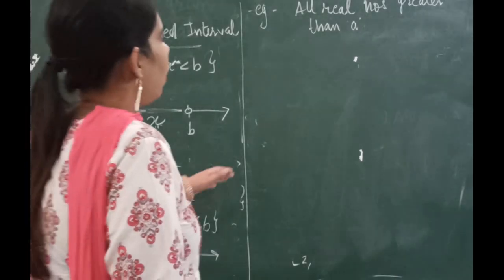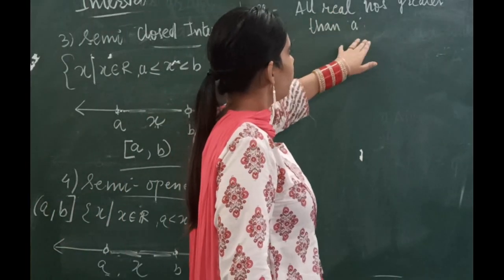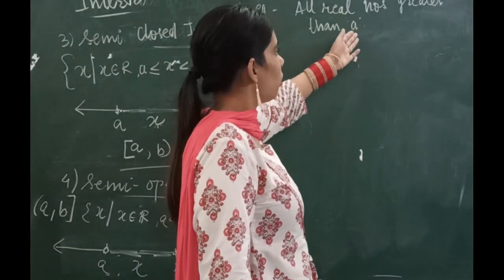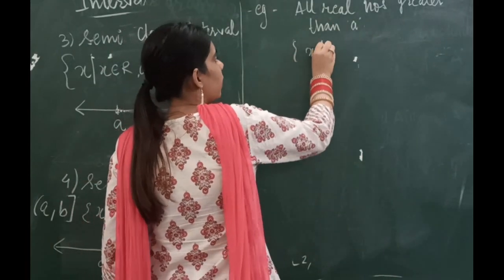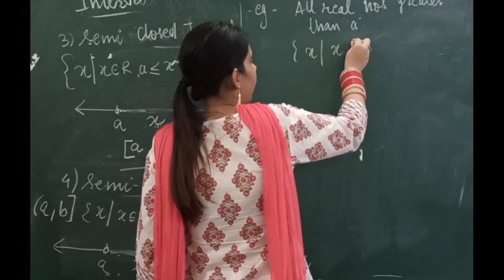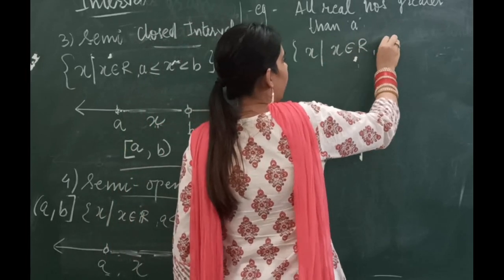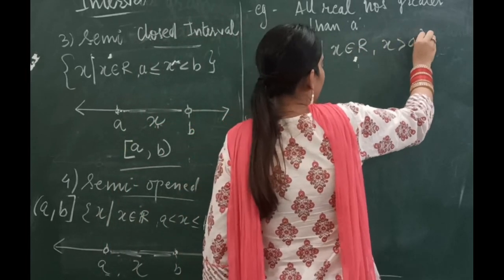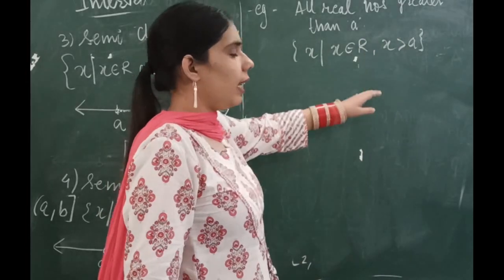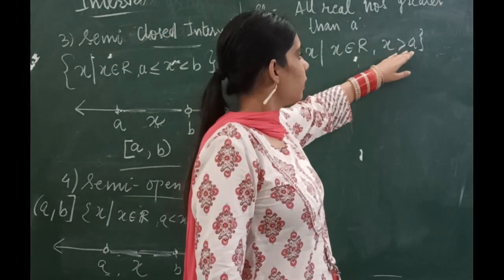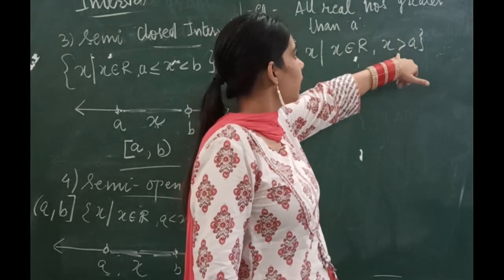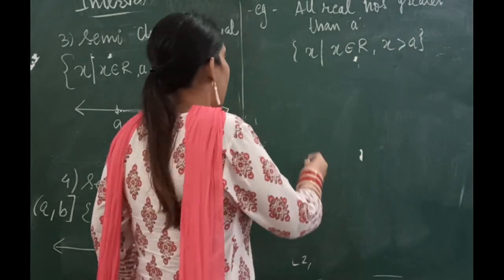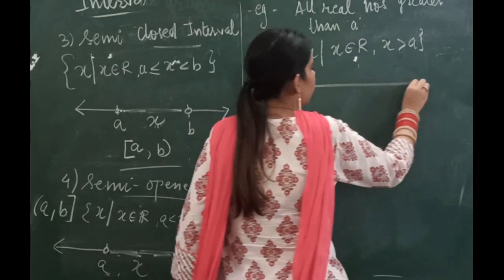So now let us take an example. All real numbers greater than A, and A is also a real number. So here I can write X such that X belongs to R and X is greater than A. I am not saying that X is greater than or equal to. I simply said that X is greater than A. How will I represent this?